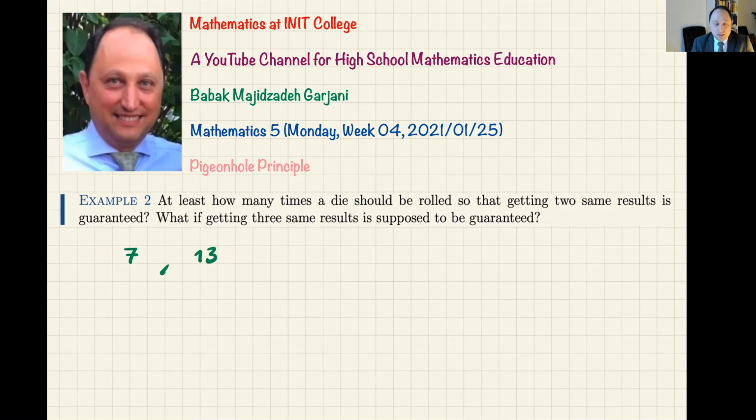Because you say that, okay, if I roll it 6 times, if I am very unlucky, I might get from 1 to 6. And if I roll it 6 more times, if I am again unlucky, I might get from 1 to 6 again. So by 12 times, it is still not guaranteed, because then I will have 2 same results for each one of those numbers. But then I need to roll it once more. As soon as I roll it once more, it is guaranteed that I have at least a result which is repeated 3 times. Is that clear?